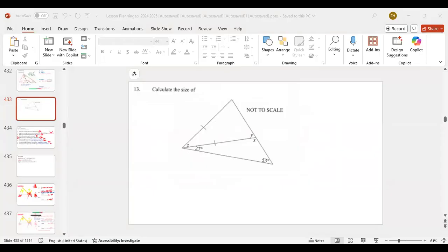Cleveland, make sure your mic is muted. We don't want to hear your calculations. My bad, my bad, my bad. Cleveland is killing me.